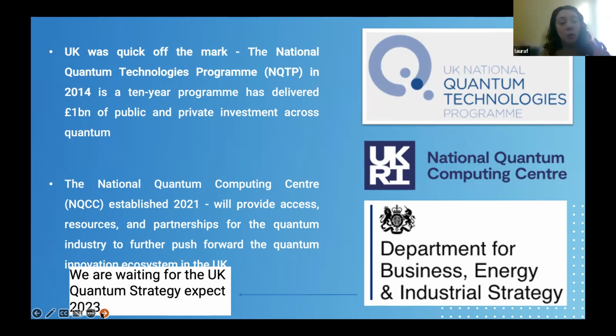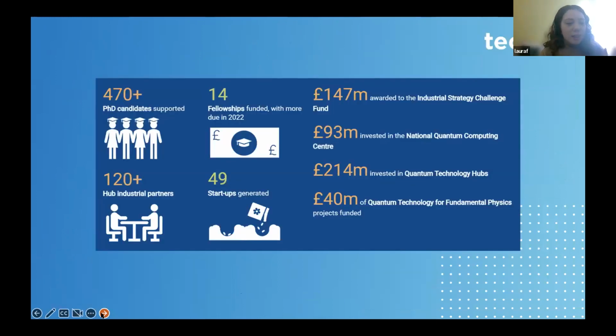However, all in all, what this government backing shows us, if you go to the next slide, Alison, is that through that funding alone, so this isn't just all that's happening in the UK, but that UK funding, that UK backing alone has already created 470 plus PhD candidates. There's all that different levels of funding and different startups that have been generated. There are more startups than that, but these are the ones that are specifically going through the UKRI funding mechanisms that have been created through these different programs.